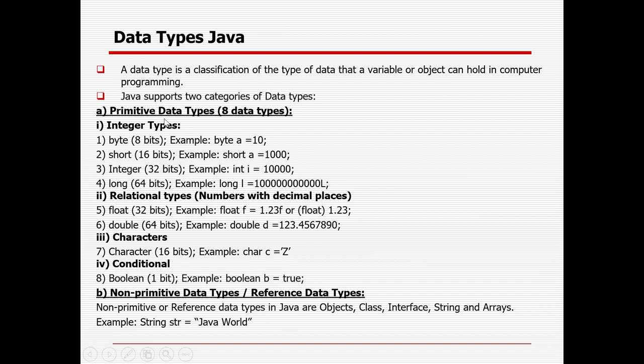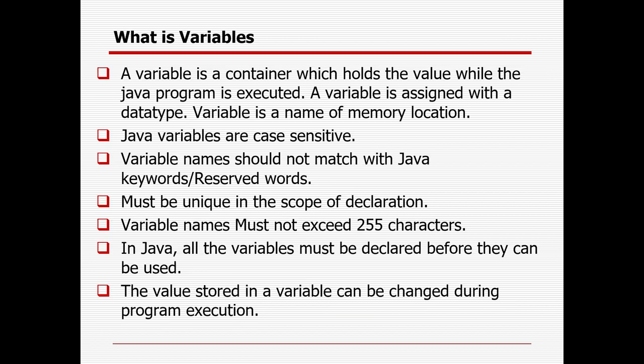For integer type, it will be 0, okay? For floating type, it will be 0.0. For character, it will be null. Sorry, not character, for the string, it will be null. So this is the primary thing we will be using only. Okay, so this is the default value of the data type.